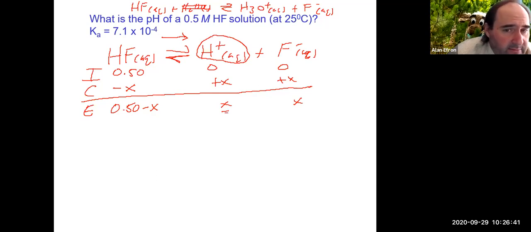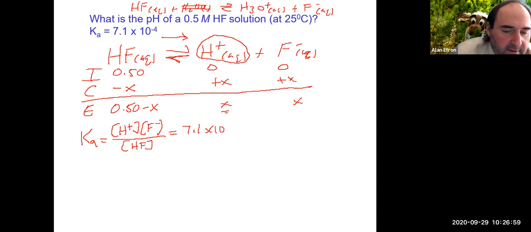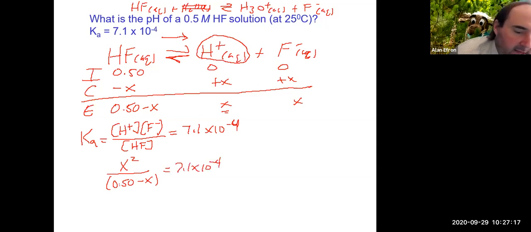So what we would do here is what we've done before with equilibrium ones. We're going to write our Ka expression, which would be H plus times F minus divided by HF, and that equals 7.1 times 10 to the minus 4. We're going to put in our equilibrium line into our expression, and if we do that, that will give us x squared divided by 0.5 minus x equals 7.1 times 10 to the minus 4.